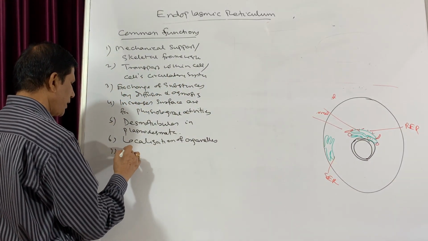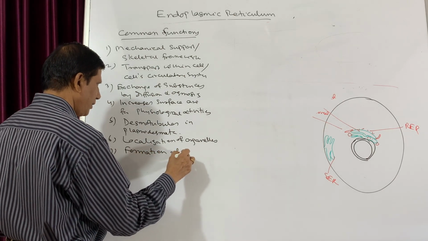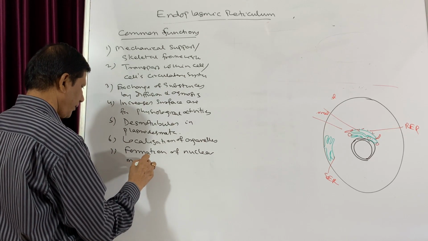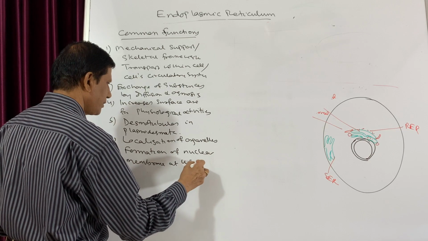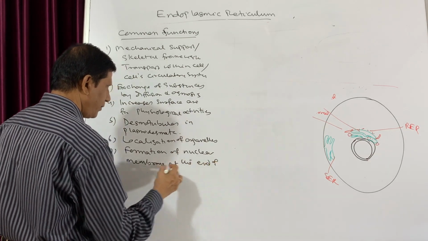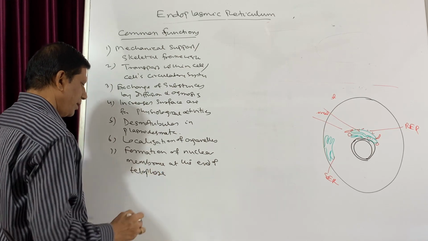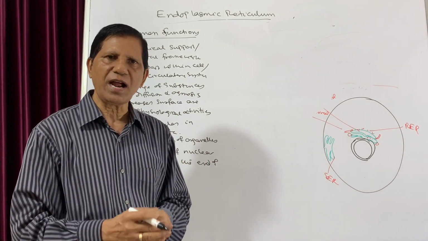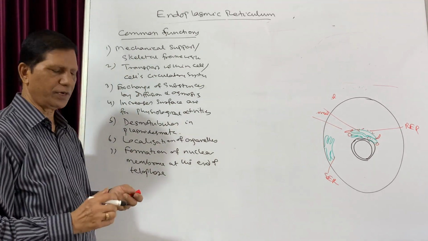That is the function of localization of organelles. Then formation of nuclear membrane at the end of telophase. Because the nuclear membrane disappears at the end of prophase, and again it reappears. So that is also a common function.